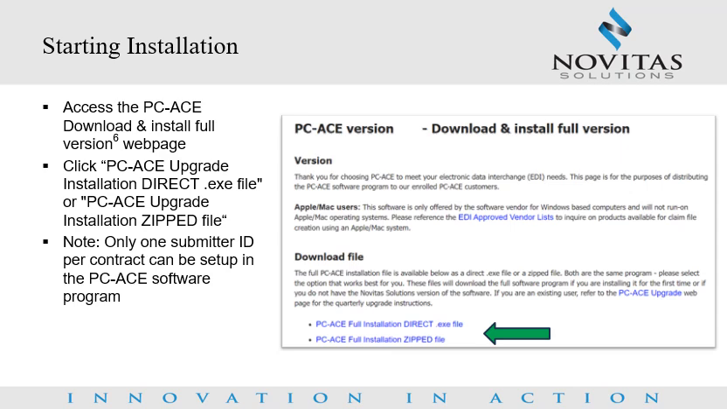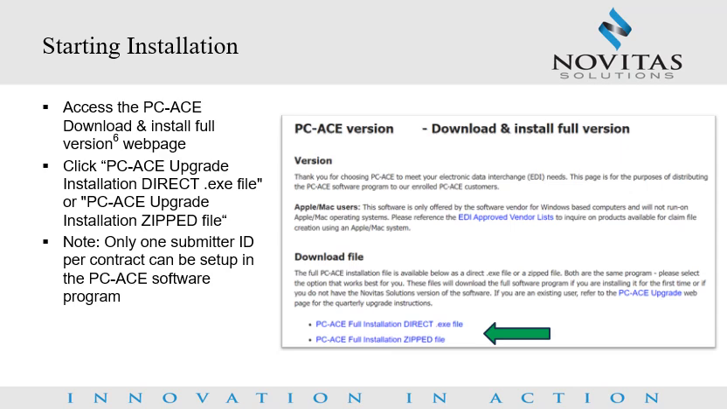Starting installation. Once the provider receives notification from the MAC to install, the provider will navigate to the PCACE full installation webpage. In the Download File section, the provider may select the PCACE Full Installation Direct.exe file or the PCACE Full Installation zipped file link. Both links will provide the same program in a different delivery method.